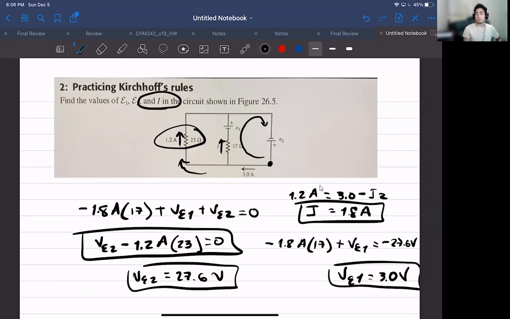So again, we need to use the loop rule. We need to look at the currents and how they split up at a junction, be able to find the current, and then from the current, find the voltage, all right?